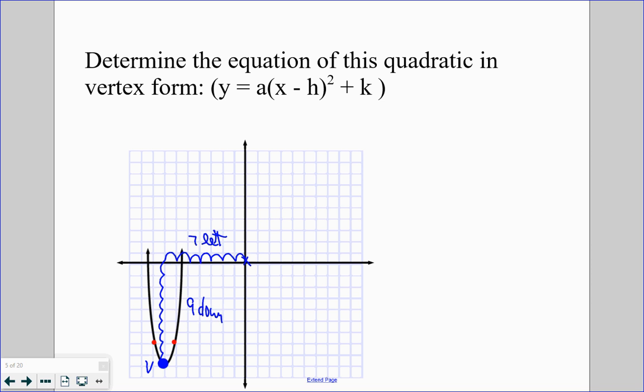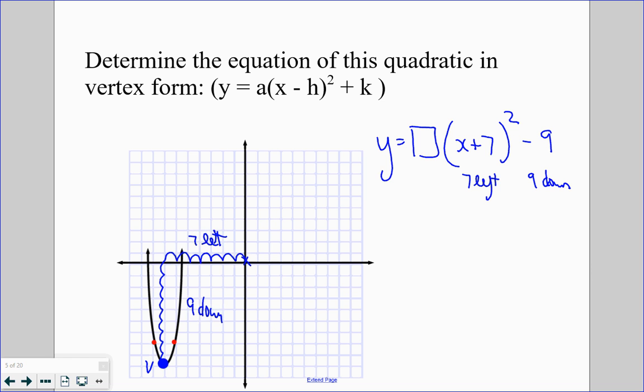So let's do that first. We'll leave out the a value for right now. I'll come back to it. The way we show 7 left is you go x plus 7 inside the brackets. And the way we show 9 down is you go minus 9 on the end of the bracket.